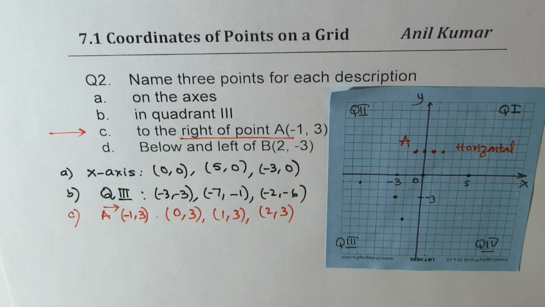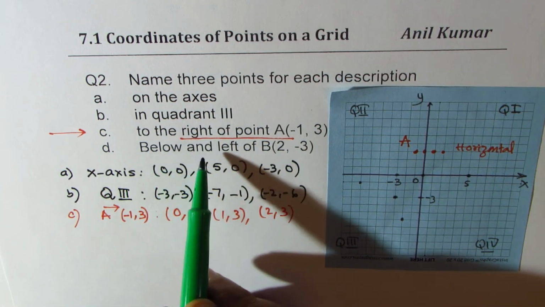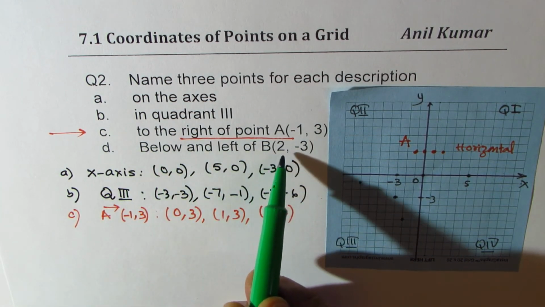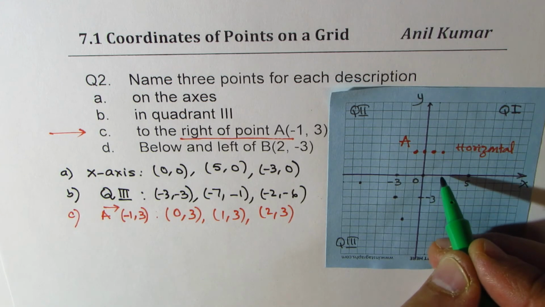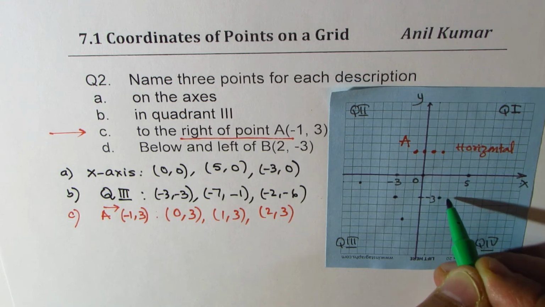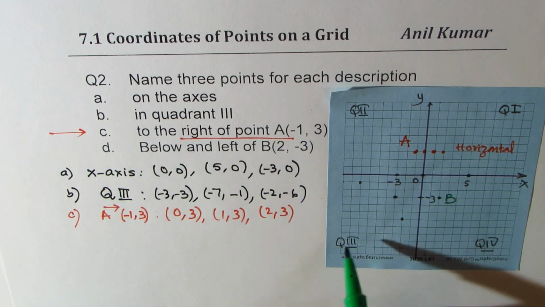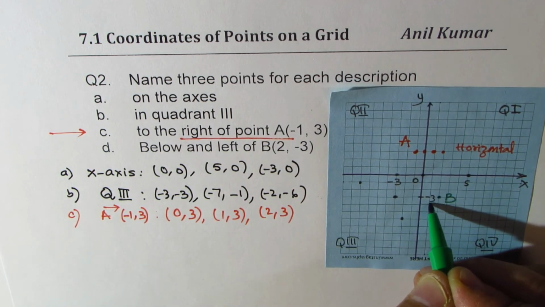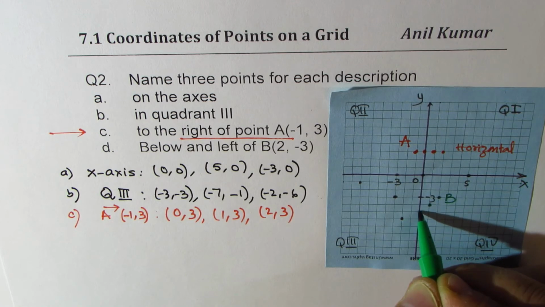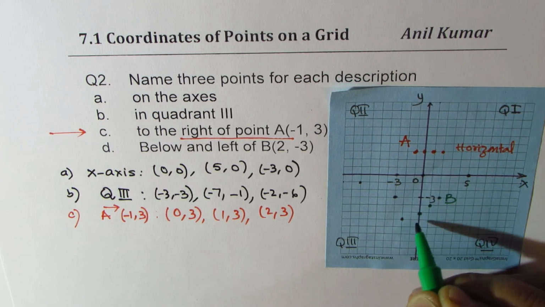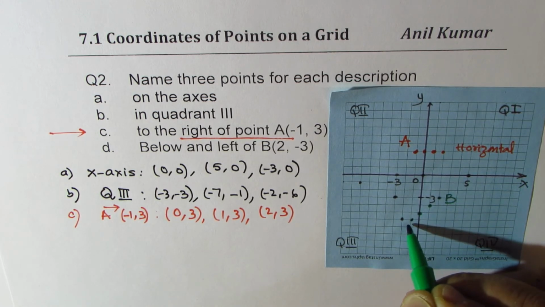Now part D is kind of a test question for you. Pause the video, answer, and then check with my solution. D is below and left of B, which is 2, minus 3. So 2 and minus 3 is this point, so that is B for us. We want to go below this and to the left. So if you go left and below, that could be a point. Left and below could be this point.